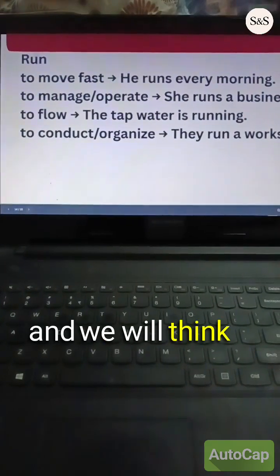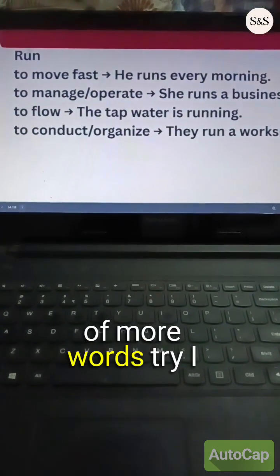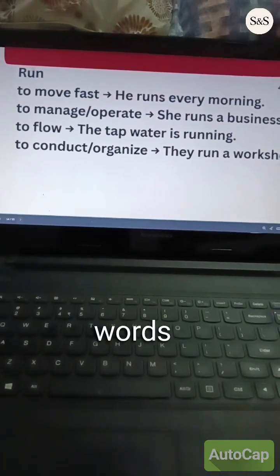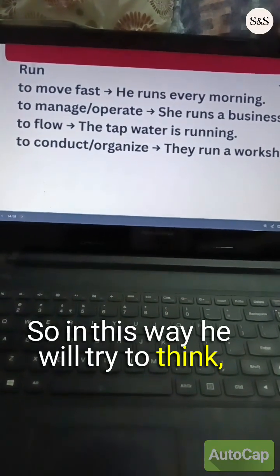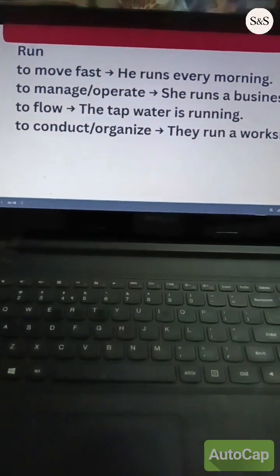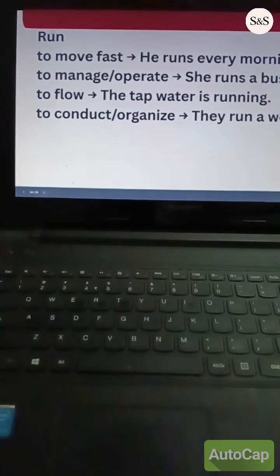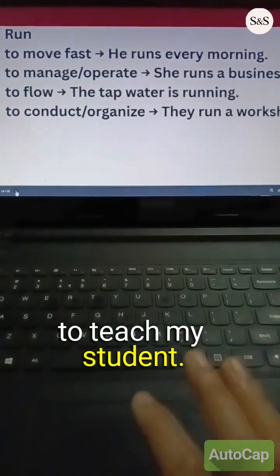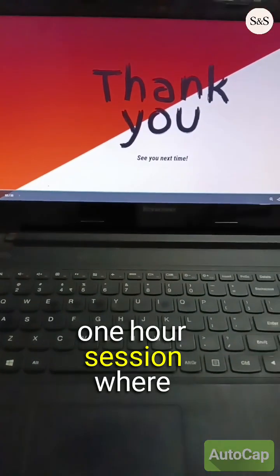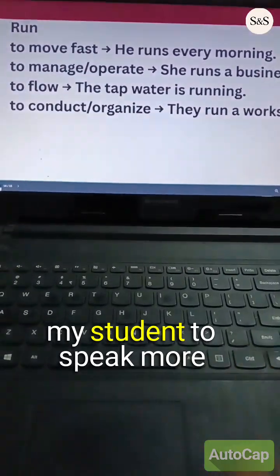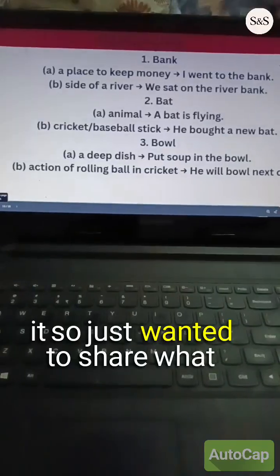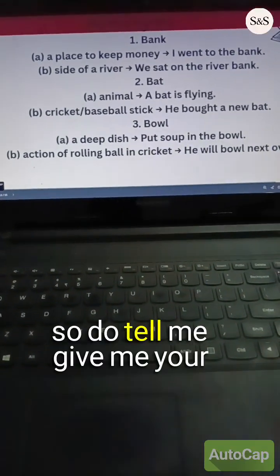I picked only four, and we will think of more words. I will encourage the student to come up with more new words. In this way he will try to think, he will push his mind to think of some more words. Okay, so this is it. This is what I am going to teach my student today, and this is a one hour session where I get my student to speak more and more in English. That's it. I just wanted to share what I am teaching and how I am teaching.